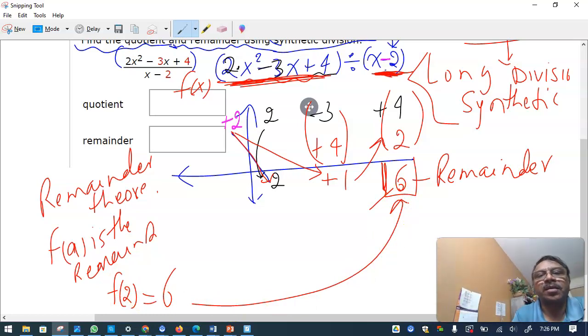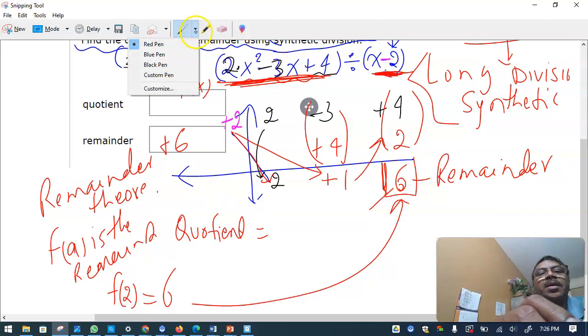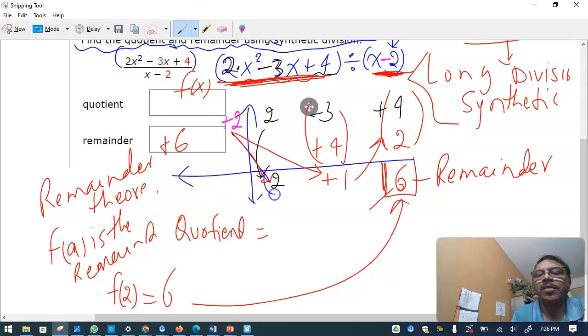Now, what is the quotient here? We already got that the remainder is plus 6. What is the quotient? The quotient is this one. So you have two numbers here. In the beginning, it was a quadratic, so the degree was 2. And you are dividing by x minus 2, so what remains is the other factor. Whatever the 2 is here, you put 2x and then plus 1. And this is the quotient.